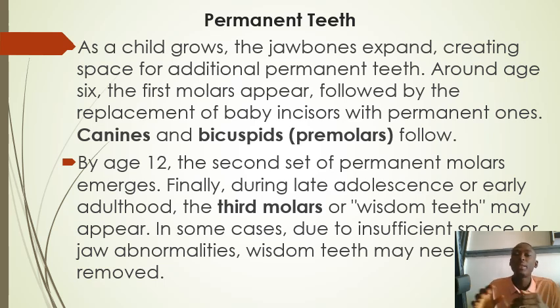For the permanent teeth, as the child grows, the jaw bones expand. As the jaw bones expand, there is now space for the permanent teeth to start growing. Around the age of 6, the first molars appear, followed by replacement of baby incisors with permanent ones. Canines and premolars then follow. By the age of 12, the second set of permanent molars emerge. Finally, during late adolescence or early adulthood, the third molars, or wisdom teeth, may appear. In some cases, due to insufficient space or jaw abnormalities, wisdom teeth may need to be removed.